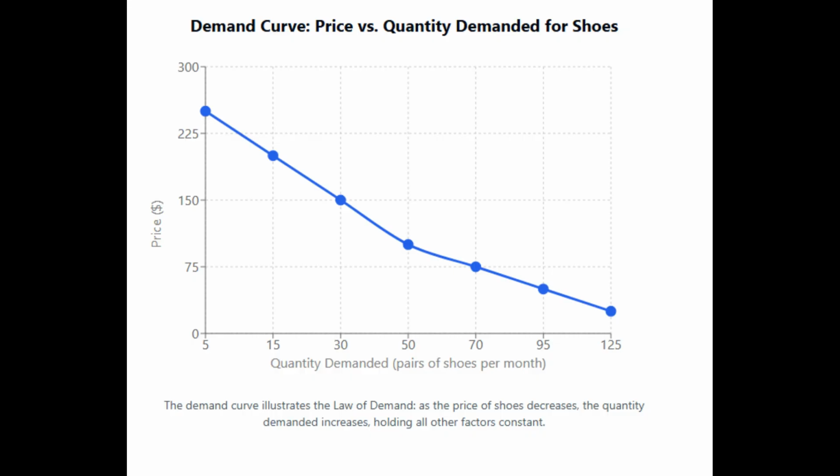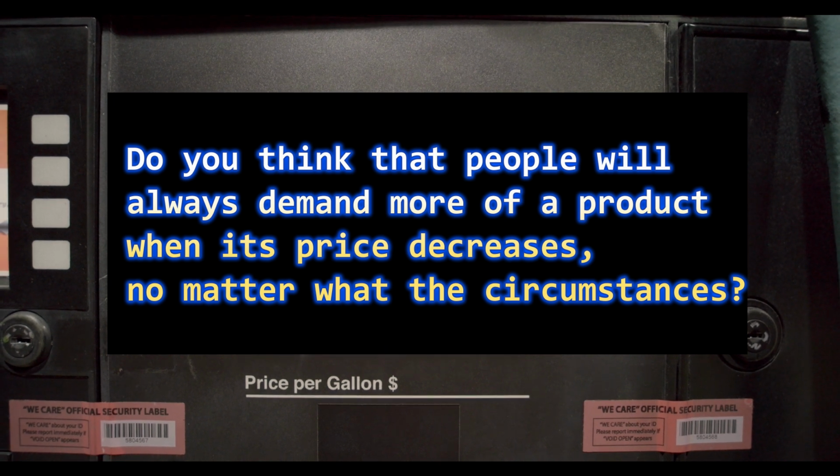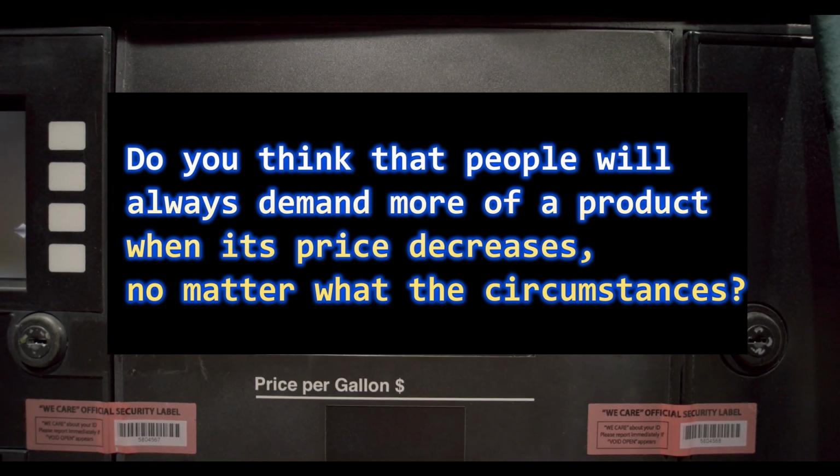Next, let's talk about the demand curve, a fundamental concept in microeconomics. The demand curve shows the relationship between the price of a good and the quantity demanded, holding all other factors constant. For example, as the price of shoes decreases, the quantity demanded increases, according to the law of demand. This is a fundamental principle in economics. As prices fall, consumers are generally more willing to purchase more. Question for you. Do you think that people will always demand more of a product when its price decreases, no matter what the circumstances?